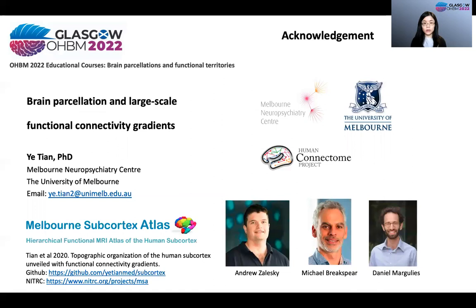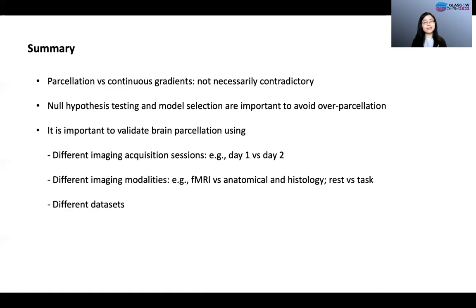And a few other important remarks, even though I did not cover all of them, are some general principles that will be important for brain parcellation studies. First, it is important to validate brain parcellation, if you can, using different data sessions. Also, if the brain parcellation is generated from one modality, for example fMRI, it will be good to compare that with anatomical and histological maps, or other imaging modalities.